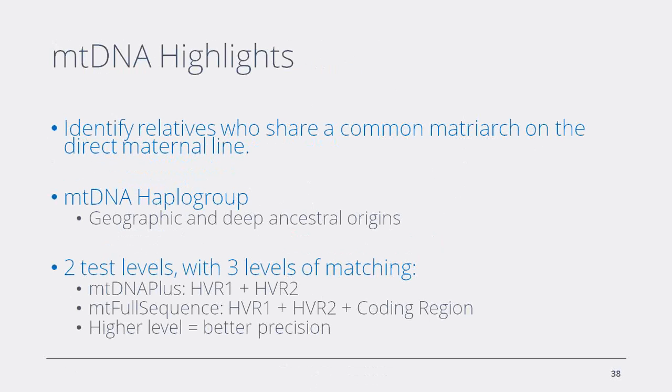So you also get a haplogroup for mtDNA, just like you do with yDNA. The haplogroups are different because, of course, one comes from your mom, one comes from your dad. So you're not going to have the same haplogroup for both. And with mtDNA, we offer two different test levels, but we actually have three levels of matching. For historical reasons, we used to have three test levels, and we've eliminated the absolute basic test level for mtDNA, and so we now have what used to be our mid-level, which is called mtDNA Plus, and it tests two different regions of the mtDNA called HVR1 and HVR2. And then we have our MT full sequence test, which tests the HVR1, HVR2, and something called the coding region. And the MT full sequence is the entire mtDNA. There is no further upgrade than that. It's all of it. And so again, just like yDNA, the higher the test level, the better the precision.